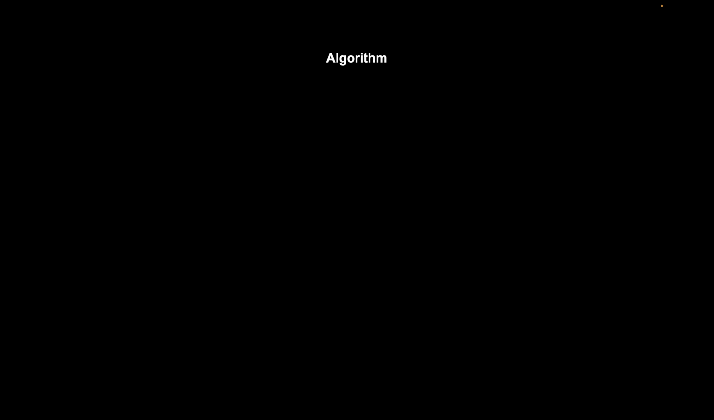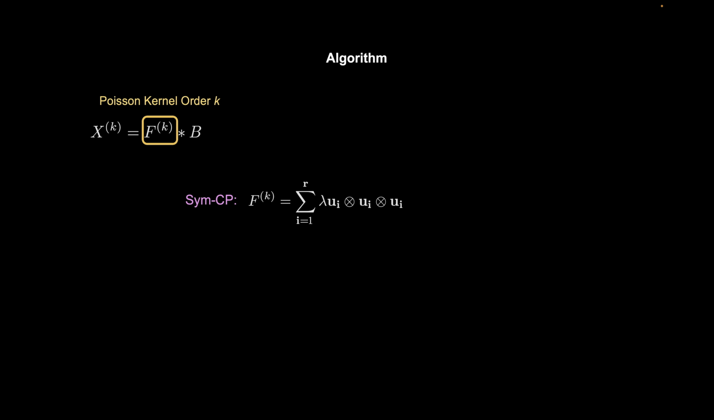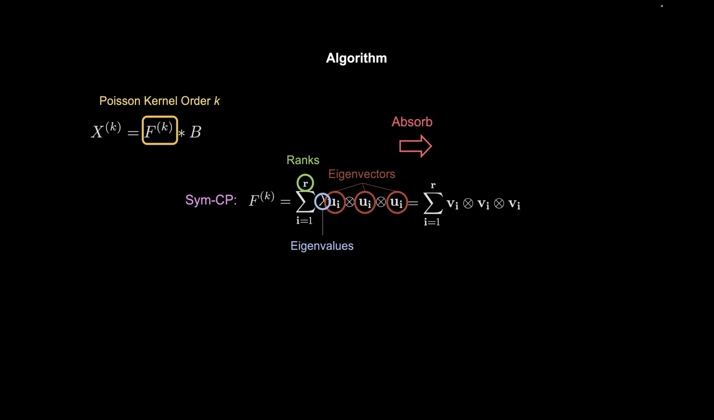Before ending this section, let's recap how we put together all the bits and pieces we have seen so far to get a step-by-step algorithm. Given the convolutional version of the Poisson equation, first we grow the Poisson kernel f of order k for a target iteration of k. Then we perform symmetric CP up to a desired rank. We absorb the eigenvalues in the eigenvectors and we get our filters. These filters are symmetrical and identical, so we just need to keep one of them.